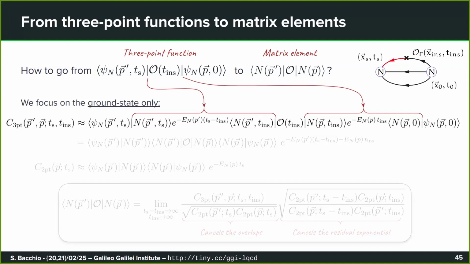So by introducing the ground state only here and here, you see that on one side you have the overlap between your interpolating field and the nucleon, the exponential with the energy. Then we have the matrix element of interest, the nucleon interacting with the current and the nucleon, and then we have the other end of it.